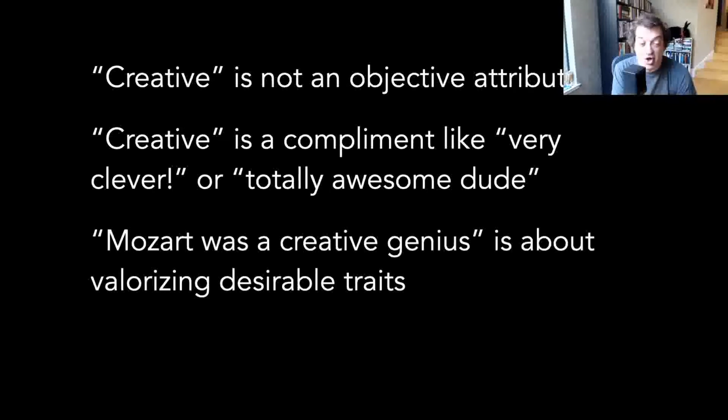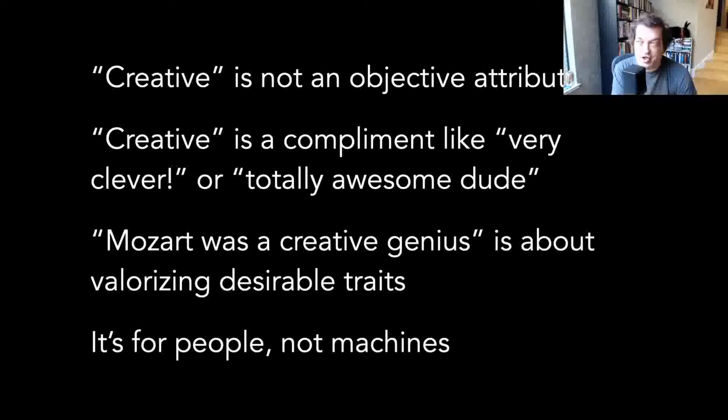When we say Mozart or Einstein was a creative genius, we're valorizing desirable traits. We're saying this person made good choices in their life. And so I really think in some way it's for people. It's not for machines. And maybe I don't know exactly how to articulate that. It's about relationships with people.